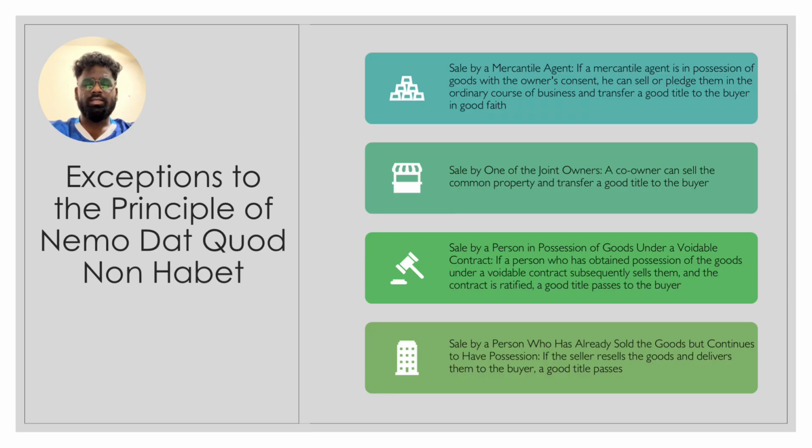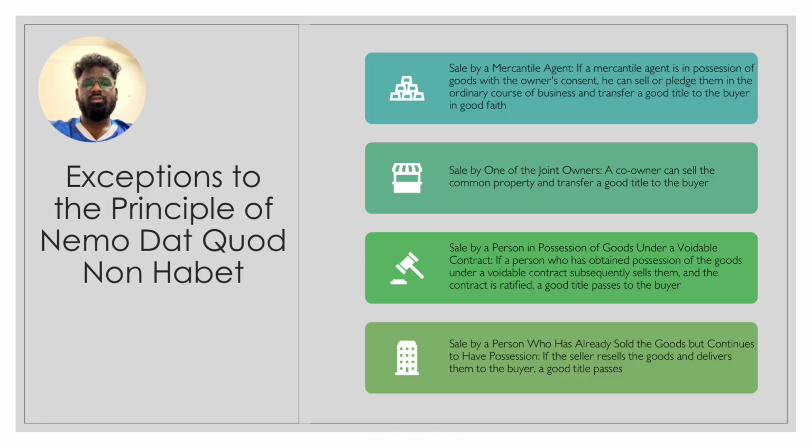In this slide, we talk about the exceptions to the principle of nemo dat quod non habet. The law has created exceptions to protect innocent buyers in specific situations. Sale by a mercantile agent: a professional agent can transfer a good title if they have possession of the goods with the owner's permission and sell them in the normal course of business to an honest buyer.